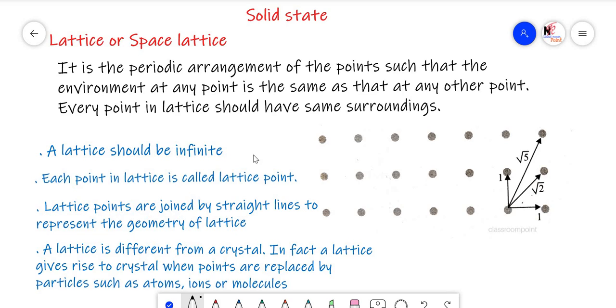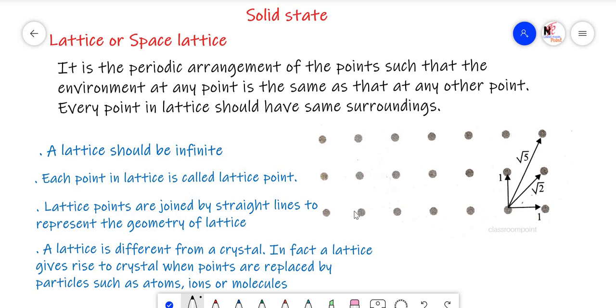So space lattice or lattice tells only about the arrangement of the points. It will not tell anything about the crystal lattice. A crystal lattice is different from the space lattice. If these points are replaced by atoms or molecules or ions, such a lattice is called the crystal lattice. If these points are occupied by bricks or something else, it is simply called the lattice.